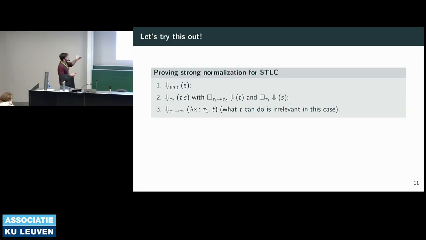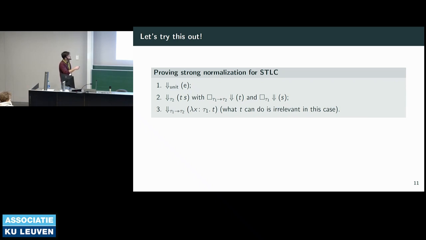So let's try to prove the strong normalization for STLC using our logical predicates. These are the three things that you have to prove to show that the lambda calculus terminates using our reasoning principles. You have to prove that the unit terminates, all right, pretty clear. You have to prove that the lambda abstraction terminates. It's terminated. You don't have to prove anything. It's already terminated.